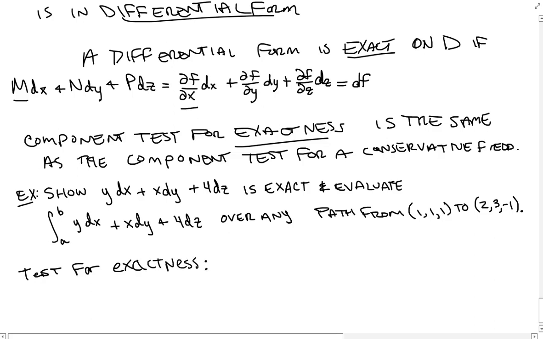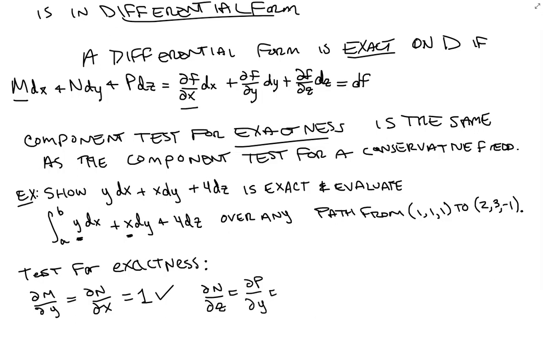Okay, so test for exactness. The partial derivative of M with respect to y needs to equal the partial derivative of N with respect to x. M is right here, and that derivative would be 1. N is here, and that derivative would be 1, so those are both equal. Then the partial derivative of N with respect to z needs to equal the partial derivative of P with respect to y. That would be the partial derivative with respect to z, which is 0, and the partial derivative here with respect to y would also be 0.